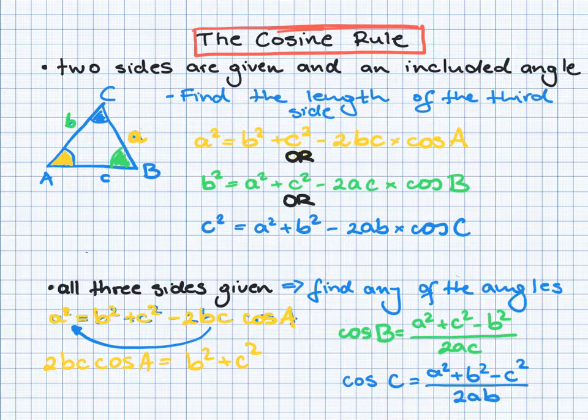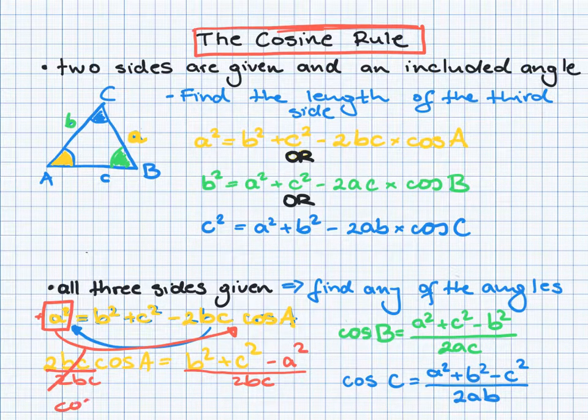You may realize that I still have that a somewhere here. So I'll move a to the power of 2 to the other side. Because it's positive here, when it's moved to the other side it becomes negative, so it's take away a to the power of 2. Now, in order to find cos of A, you just divide both sides by 2bc. That cancels out, and this is what we're left with.